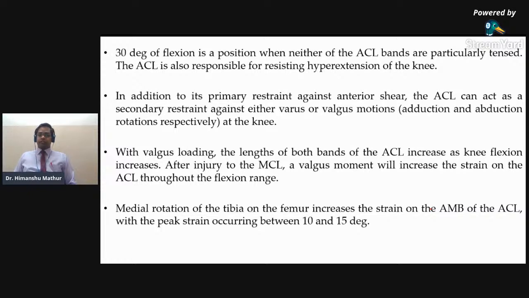Now, medial rotation of the tibia on the femur increases the strain on the AMB of the ACL, with a peak strain occurring between 10 to 15 degrees of flexion. If I do medial rotation of the tibia at 10 to 15 degrees of flexion, AMB is the band which comes under great tension. AMB is that band of the ACL which comes under great tension at 10 to 15 degrees of knee flexion.